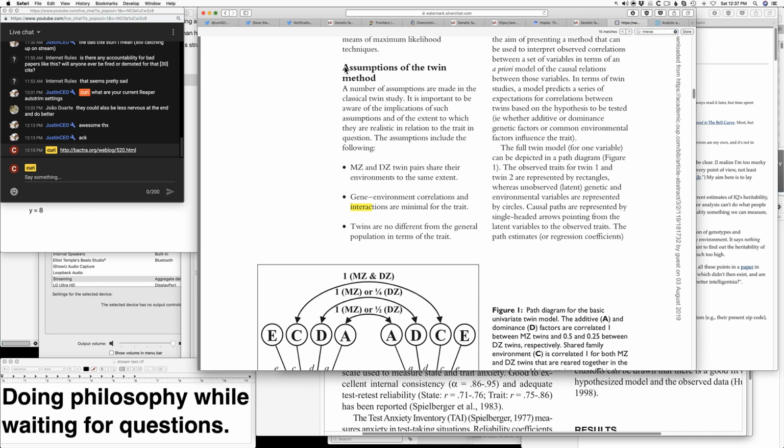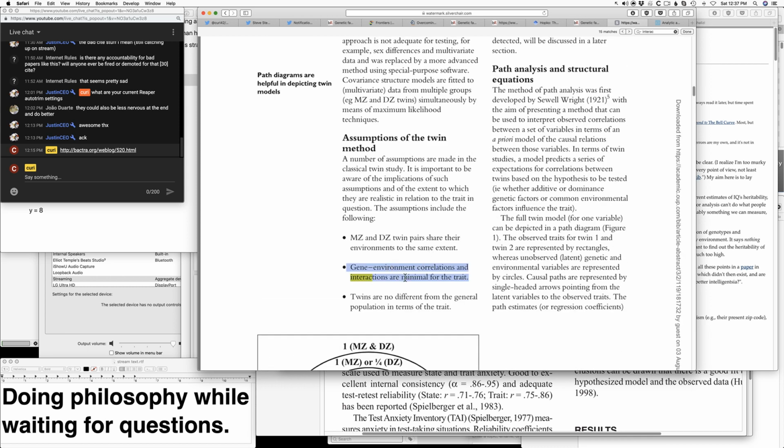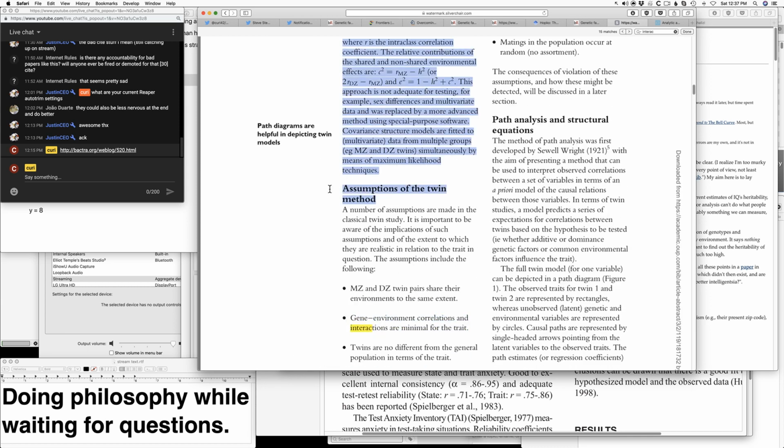The assumptions of the twin method. Gene-environment correlations and interactions are minimal for the trait. They're saying there's just no interaction between any sort of genes and any sort of culture that is related to people's math anxiety. This is simply a false assumption. So they have a false assumption that they know is an assumption they're making, and they do not do any significant analysis of whether it's true or false in their case.